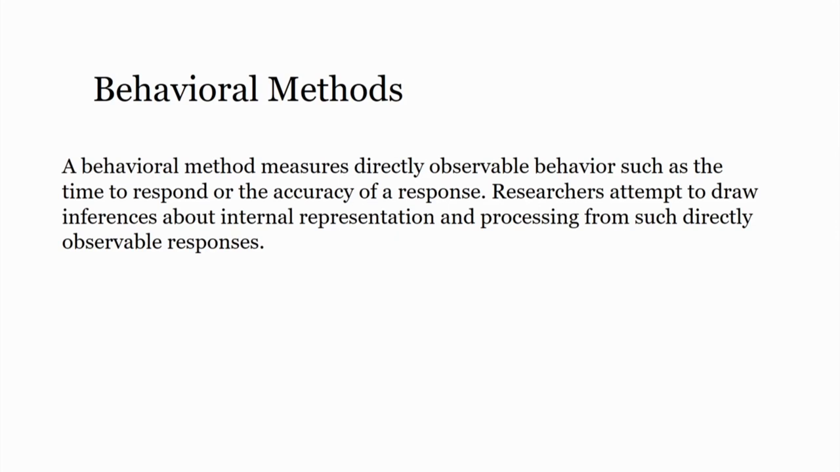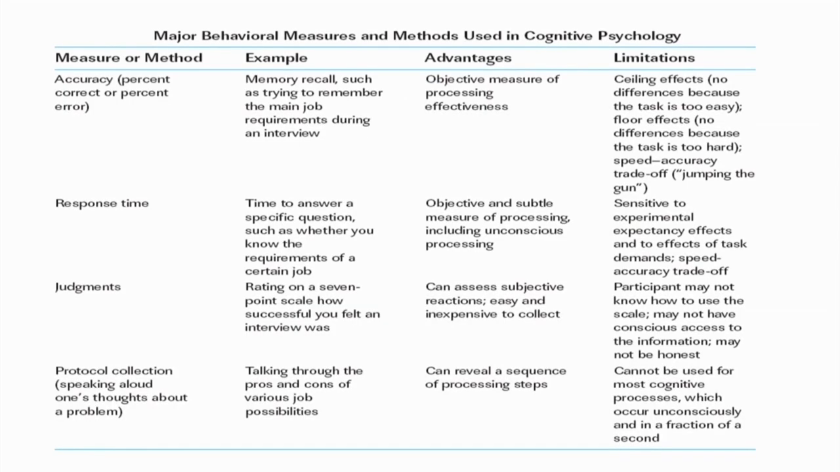Four popular methods within the behavioral methods have been used. So, what we will look at is the benefits of each method, the drawbacks and that kind of thing, so let's go into that comparison. As you can see, these are the major behavioral methods used in cognitive psychology. The major methods are accuracy, that is, how accurate the retrieval is from the encoding, percentage of correct responses, response times, judgments and protocol.